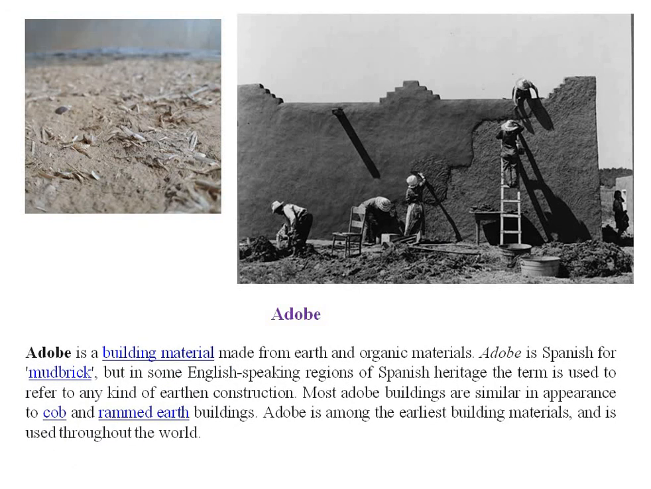Adobe is a building material made from earth and organic materials. Adobe is Spanish for mud brick. But in some English-speaking regions of Spanish heritage, the term is used to refer to any kind of earthen construction. Most adobe buildings are similar in appearance to cob and rammed earth buildings. Adobe is among the earliest building materials and is used throughout the world.